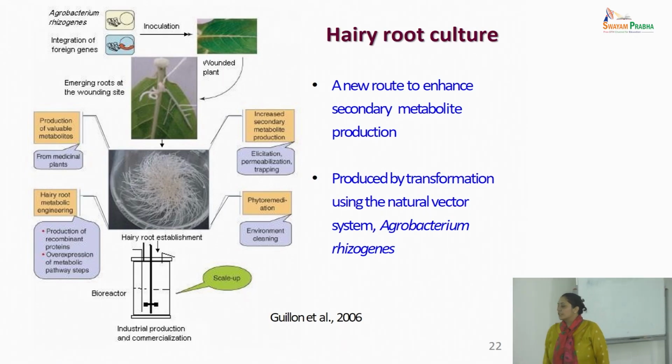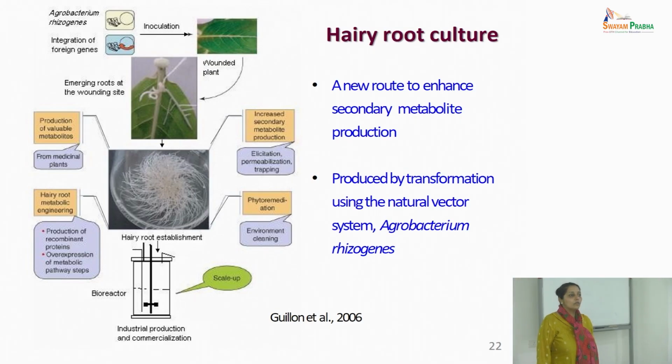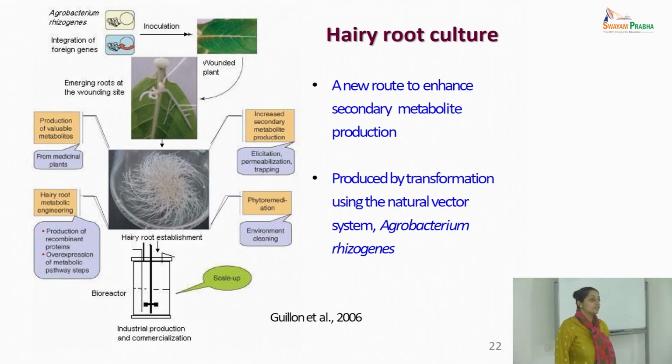Produced by transformation using the natural vector system, Agrobacterium rhizogenes. Although you can end up in a transgenic callus as well, transformed by using Agrobacterium tumefaciens, hairy root culture is a more stable, genetically stable system, a reliable system for a long drawn industrial application. So therefore, hairy root cultivations have been preferred for those compounds wherein organogenesis is directly related to the expression of the phytomolecule.